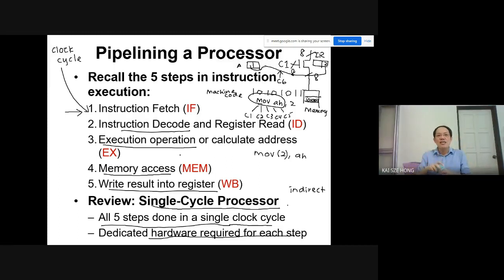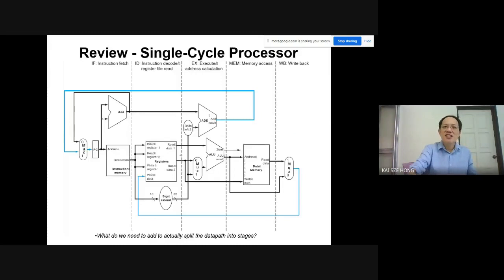These five steps we call micro instructions, which are instruction fetch, instruction decode, execute operation, memory access, and write result. So these are the five micro instructions in computers. It's used everywhere, including the Intel x86. Now we are going to see very clearly what is inside a computer.